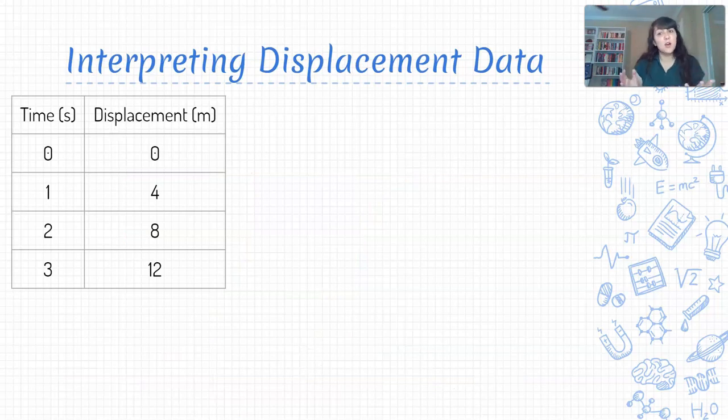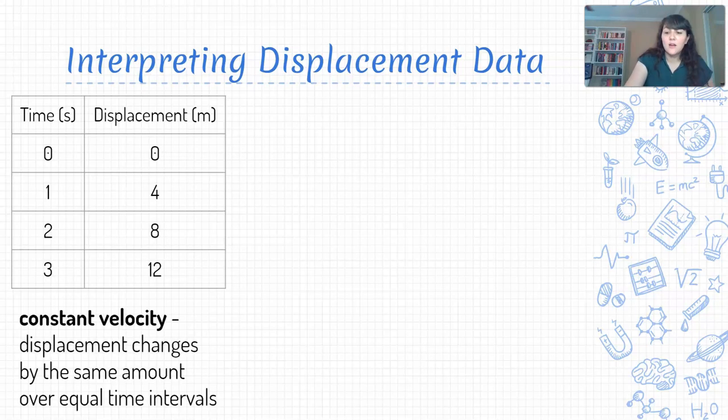All right, so we've talked about graphs at this point. Let's dive into a couple of data tables. So let's start by looking at displacement versus time data. Consider this data. What can you determine about the motion of this object? What I see here is that the displacement is changing by consistent amounts over consistent time intervals. So that tells me this must be a constant velocity object. It's always moving the same amount each second.